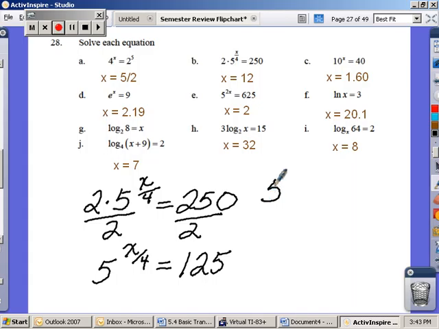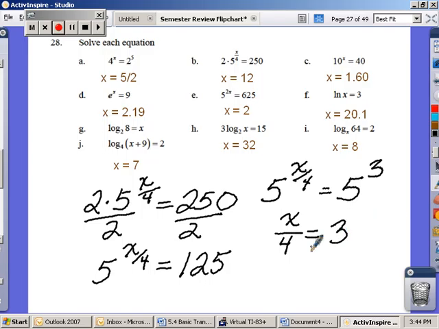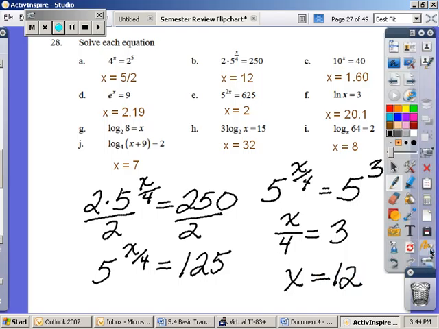So 5 to the x over 4 equals 5 to the 3rd. Now, are my bases the same? Yes, I have 5 on both sides. So my exponents are equal. What are my exponents? x over 4 equals 3. What must I do to solve for x? I must multiply 4 times 3 to get 12. Okay, let's go to letter C.